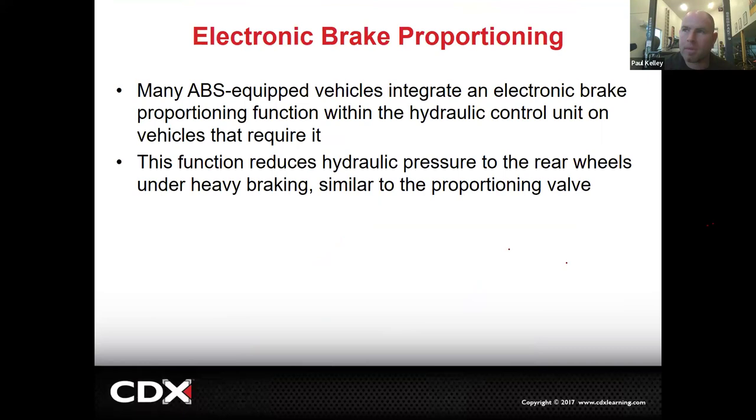Now, electronic brake proportioning. So here we go. If it was a metering or proportioning valve on a car, it's most likely going to be at the master cylinder. If it's a load sensing proportioning valve on a truck, it's most likely going to be near the rear leaf springs. However, you're unlikely to find that valve anywhere because, as you can see, a lot of times we're just integrating the electronic brake proportioning function within the hydraulic control unit of the vehicles that require it.